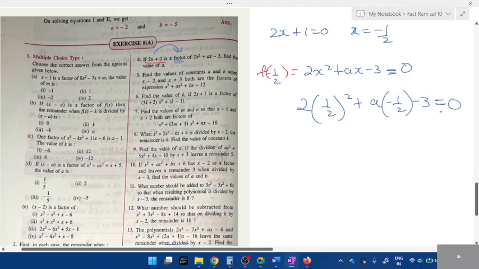Is this clear? Now, in this entire equation, which is the unknown alphabet? A. Solve this equation, you'll get the value of A. All of you completed? See, only if you take it equal to 0, only then you can complete, students. Only then you can find the value of A. Remember that.